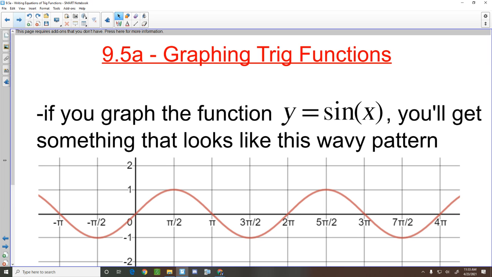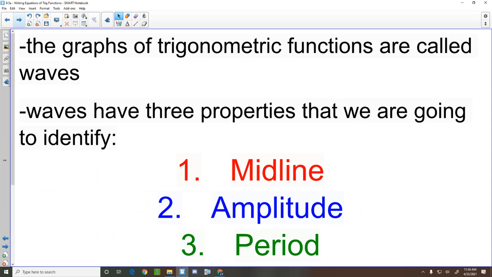A wave, exactly. So sine and cosine make a wave pattern. You may have seen this in science classes, perhaps, when you talk about waves and oscillations and stuff like that. And so sine and cosine make waves. So let's learn about these wave graphs because we haven't actually analyzed these before.